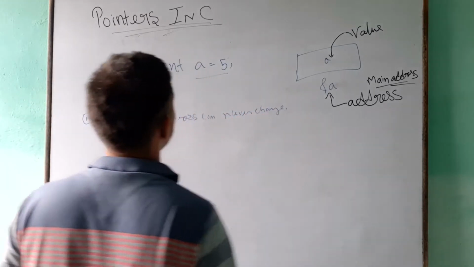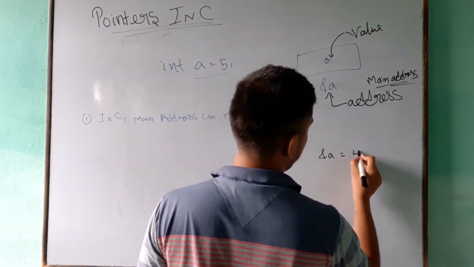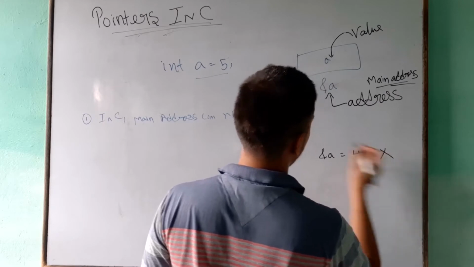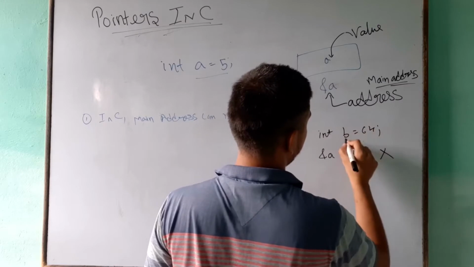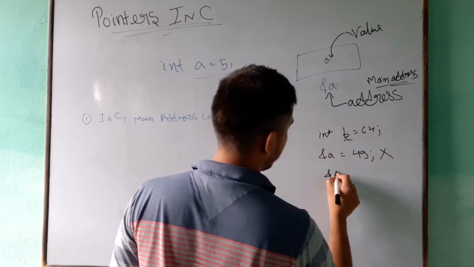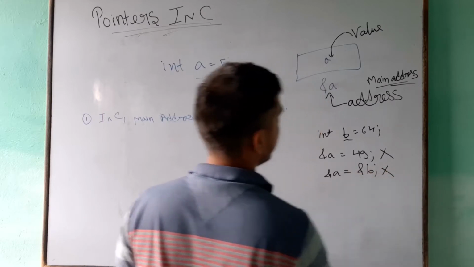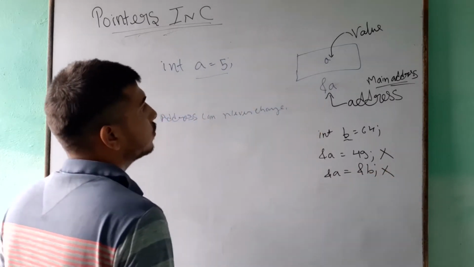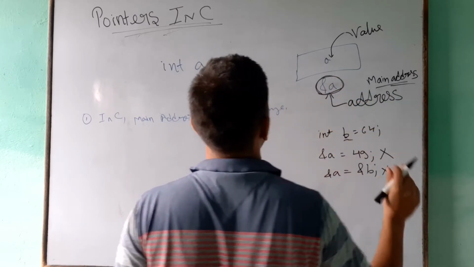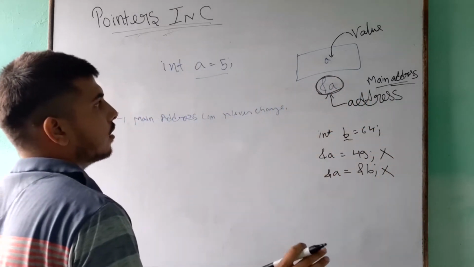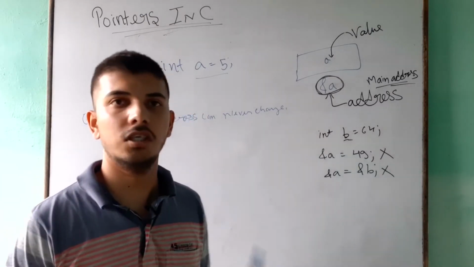For example, if I say &a = 49, this will give me an error. Or if I write &b = 64, this will also give an error. Or if I try to assign &a = &b, that will also give me an error. So the main address will never be able to change, whether it is an array or a character variable or any other variable.